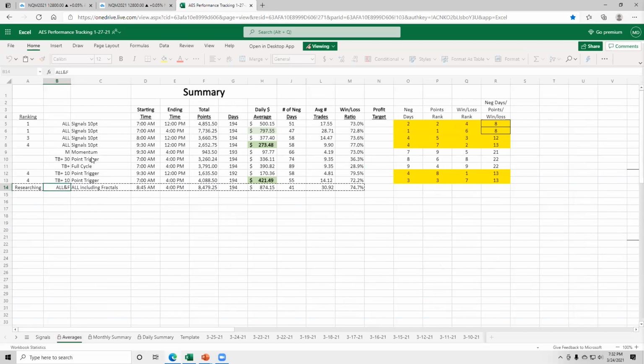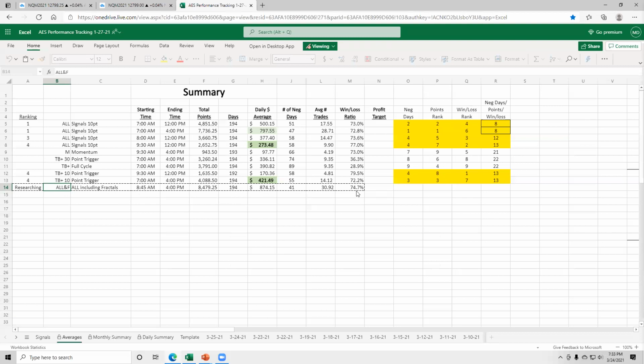We also look at averages across a variety of categories, and we can see that if you traded from 8:45 to 4, all signals plus fractals, we've been tracking this now for 194 trading days. And that's using the 5-point lock and the 10-point profit target. It averages $874 a day per contract. We know that there's been 41 losing days, and the win-loss ratio is just under 75%. Those numbers work extremely well, and you'll learn that when you're trading it a little bit.